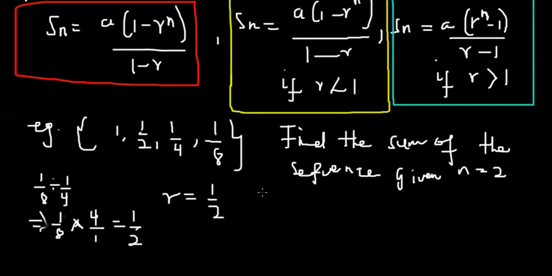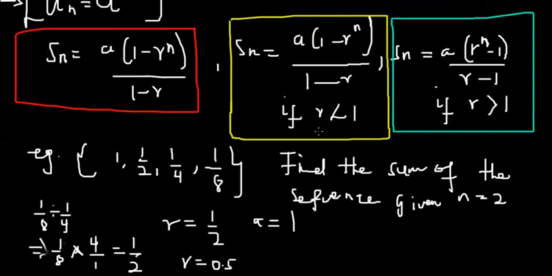Now, the first term is 1. We could notice that the common ratio, 1/2, is the same as 0.5, and from these two formulas, you could notice that 0.5 is not greater than 1. So once the common ratio is less than 1, we use this formula. Once it is greater than 1, we use that formula. Here the common ratio is 0.5, which lies in this range, so we'll be using this formula.